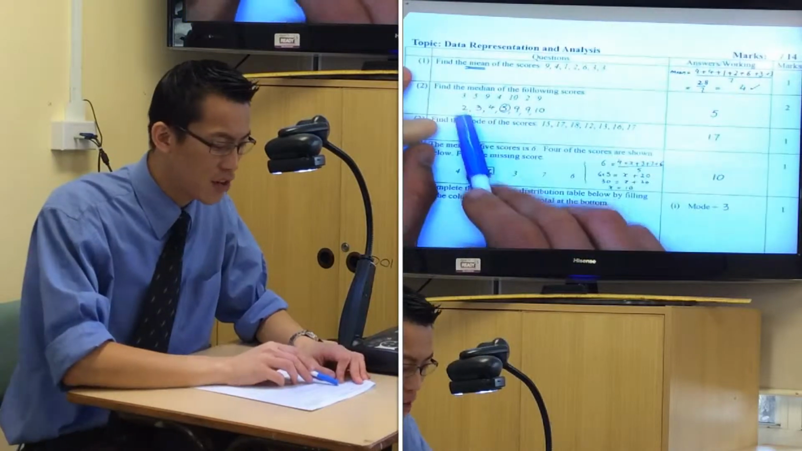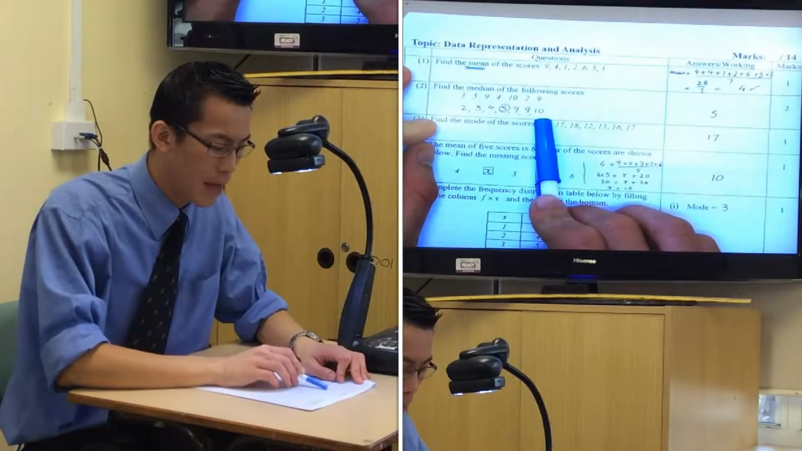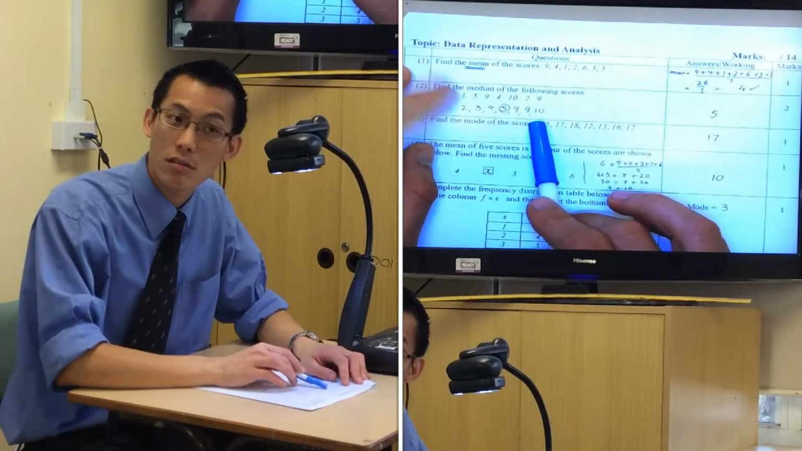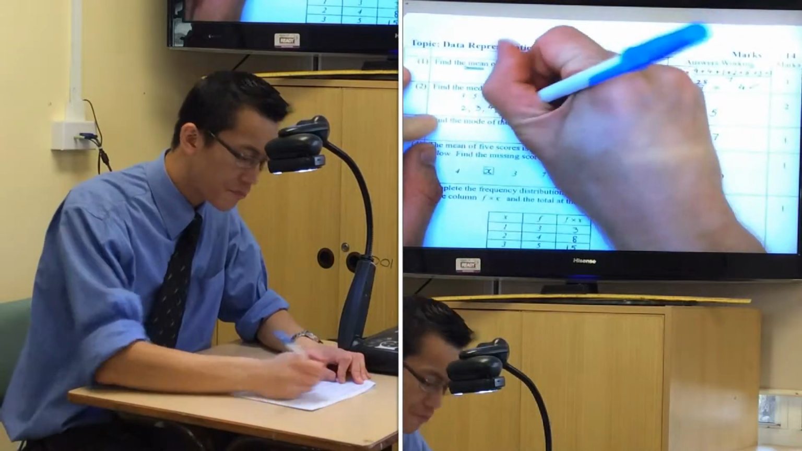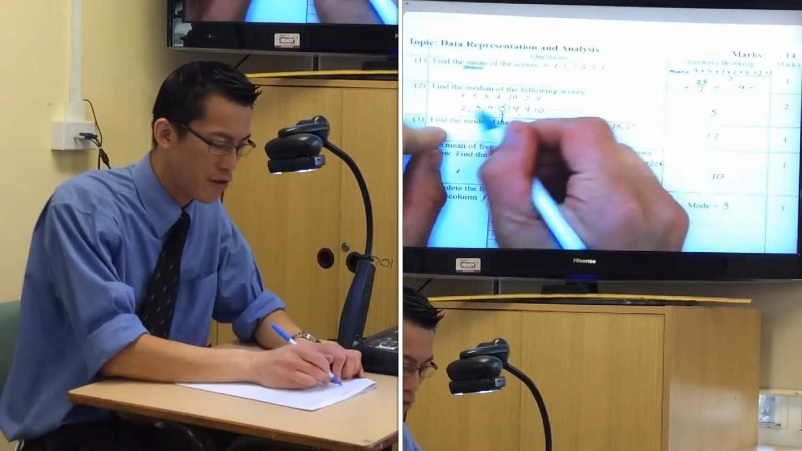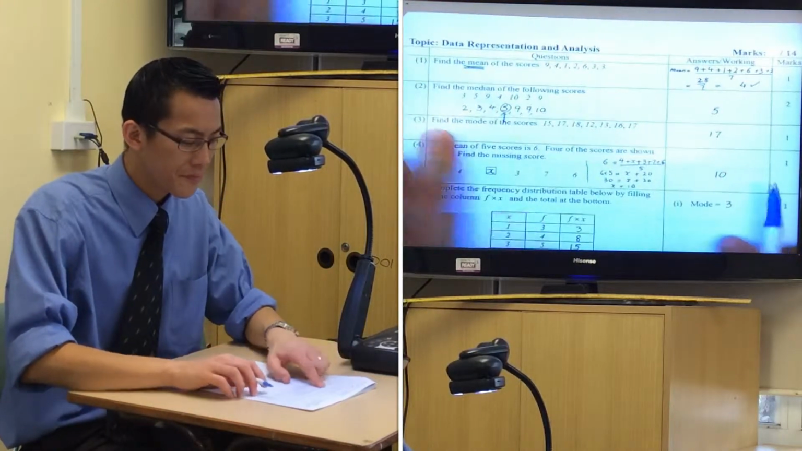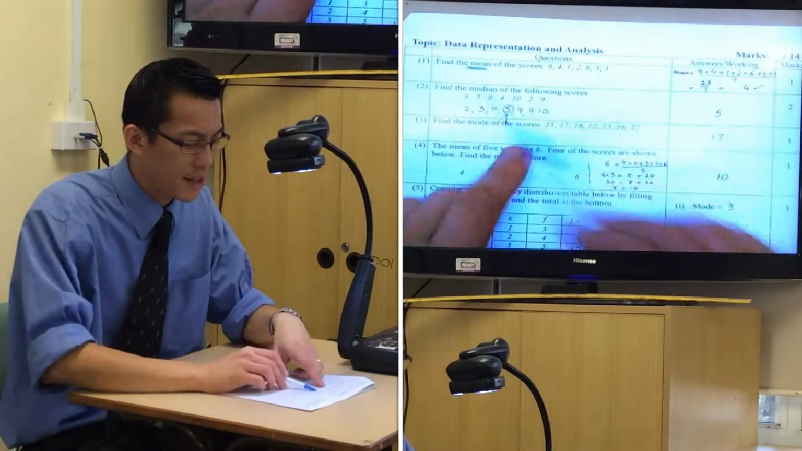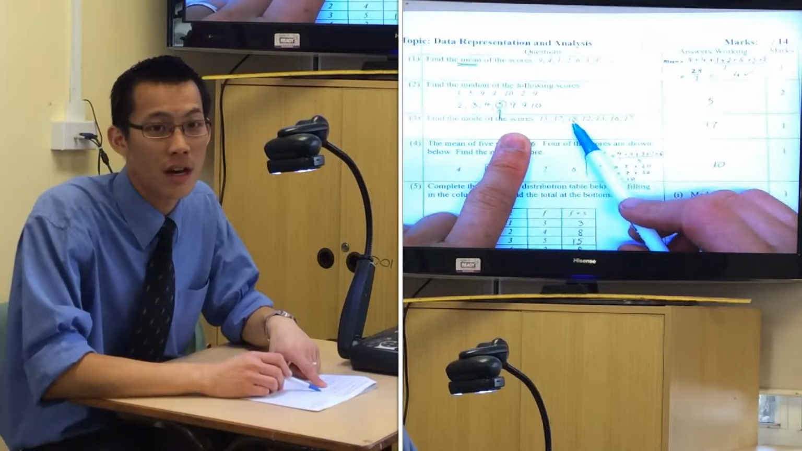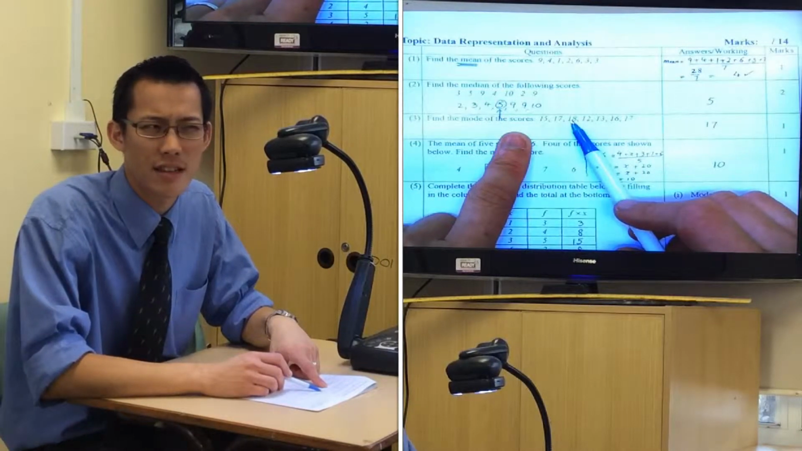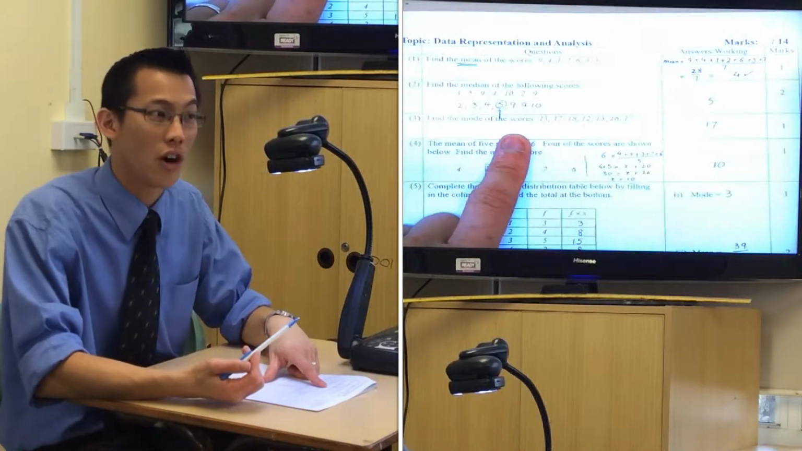Okay, so that's why you can see you put them in the proper order, and there are 7 scores in total. So the middle one is the 4th one, and you can see there's 3 on one side and 3 on the other. That's how you get 5. We did mean, we did median. That means the last one left is mode, which is the highest frequency or the most common score.